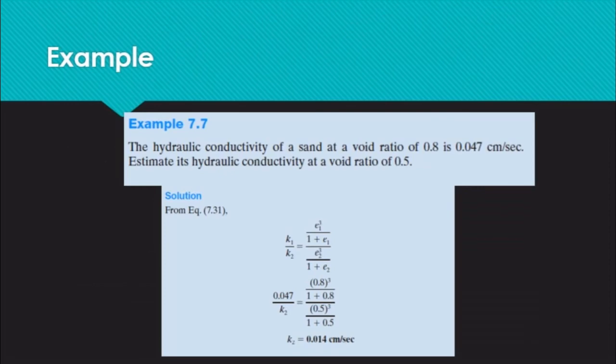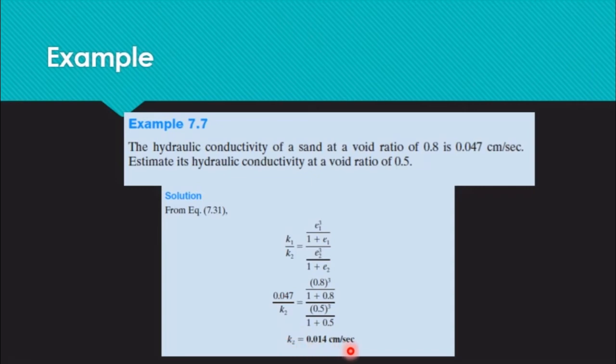So the hydraulic conductivity of a sand at a void ratio of 0.8 is 0.047 cm per second. Estimate its hydraulic conductivity at a void ratio of 0.5. So gagamitin natin yung relationship na pinatunayan ng mga researchers. So K1 is equal to, yung sabi e cubed over 1 plus e. So, for the initial void ratio, and then for the second or final void ratio. So, from 0.8, hahanapin mo sa 0.5. Apply mo lang yan, and then K2. So we have this K2, 0.014 cm per second.